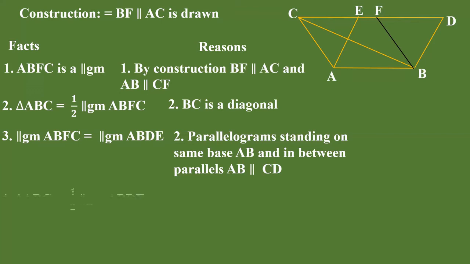Now, since they are equal, if we compare facts number 2 and 3, what can we say? Can we say like this? Triangle ABC is half of the parallelogram ABDE, right? Triangle ABC is equal to half of parallelogram ABDE. Now we can say the reason is from facts 2 and 3.